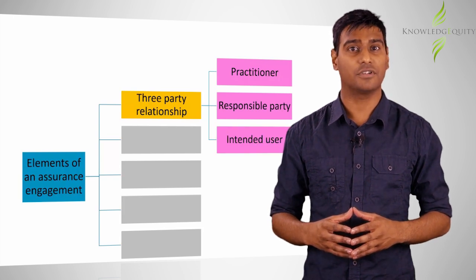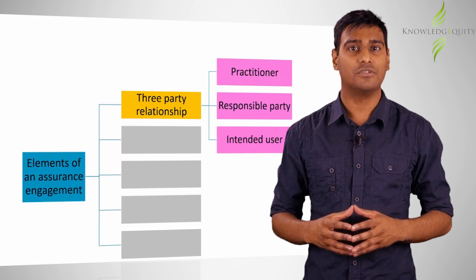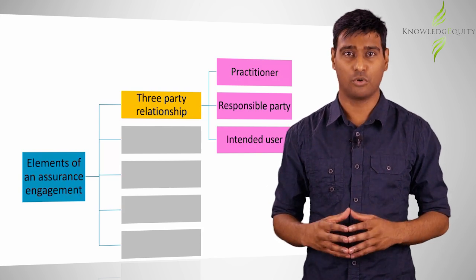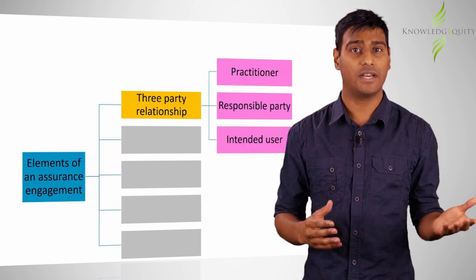The third component of the three-party relationship is the intended users. The intended users are those who will read the assurance report and place reliance on it. For example, potential investors, creditors, and other stakeholders. Now let's apply the first element of an assurance engagement to an example.